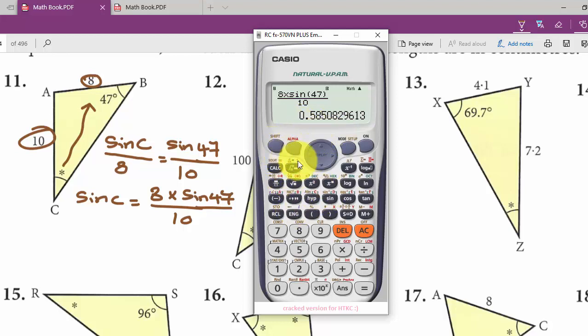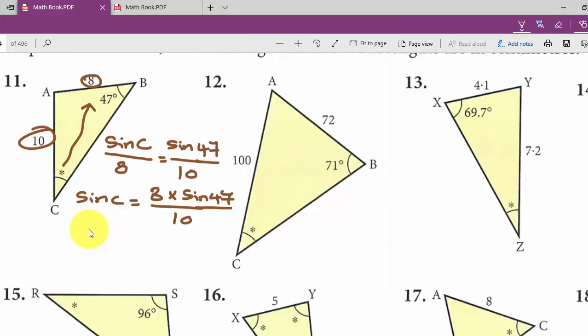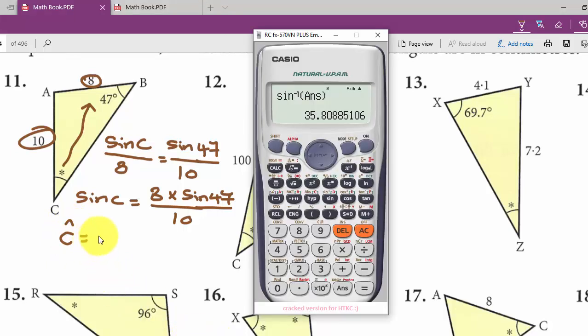Then sine inverse of the previous answer, that was 0.58 something. So that gives 35.8. So angle C is 35.8 degrees, or to the nearest whole number, it will be 36 degrees. So angle C, remember the sine inverse should be used. Angle C is 35.8 degrees.